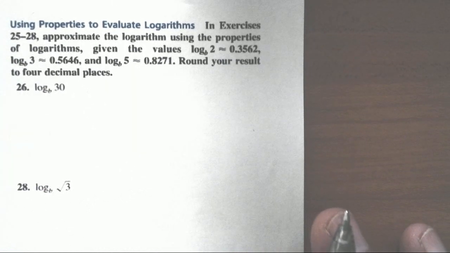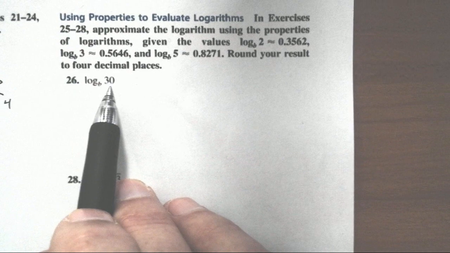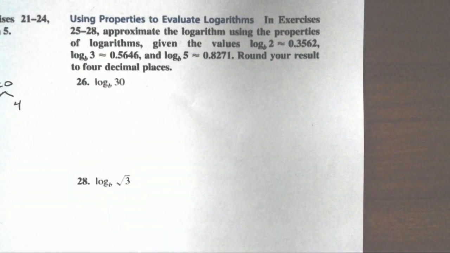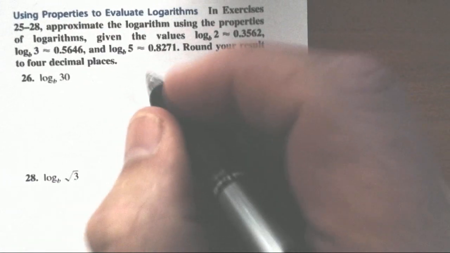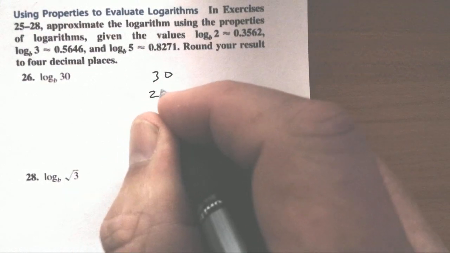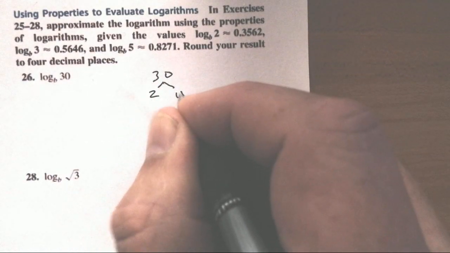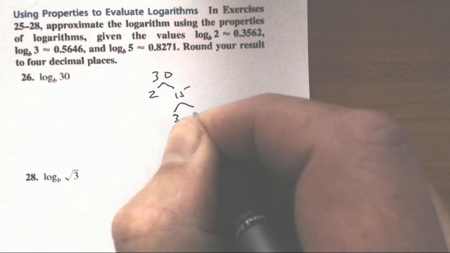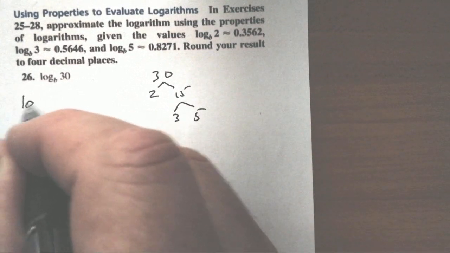Approximate the logarithm using the properties of logarithms. They give us values for log base b of 2, log base b of 3, and log base b of 5, which means I want to write 30 in terms of 2s, 3s, and 5s. So let's see. 30 is 2 times 15, and 15 is 3 times 5.